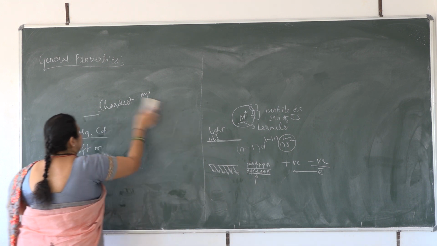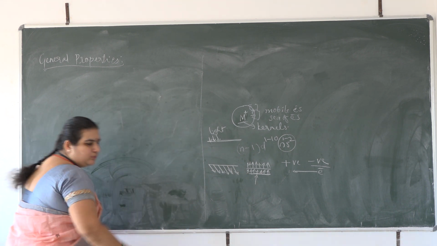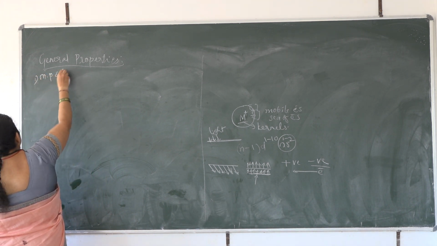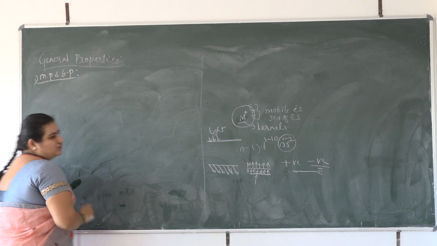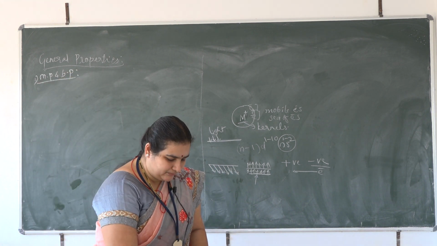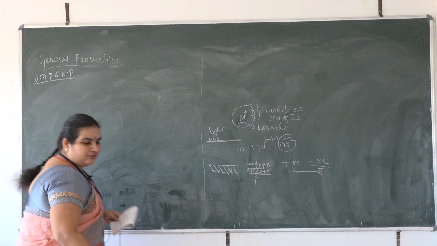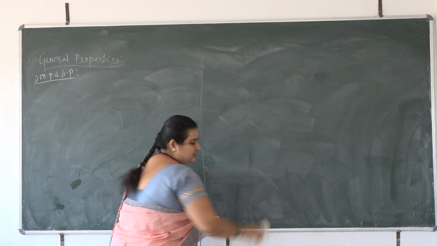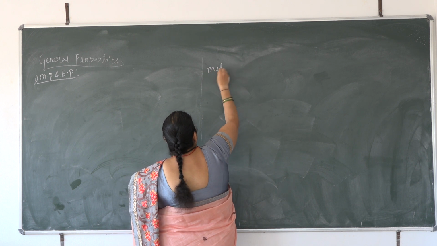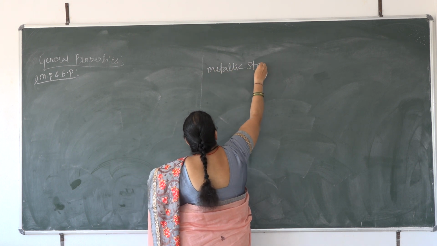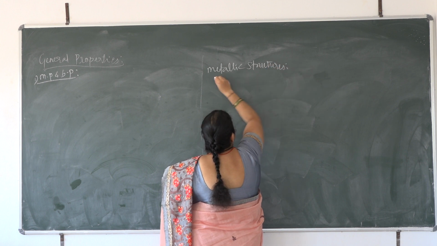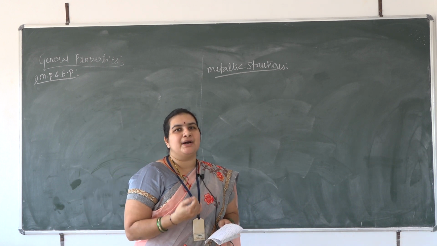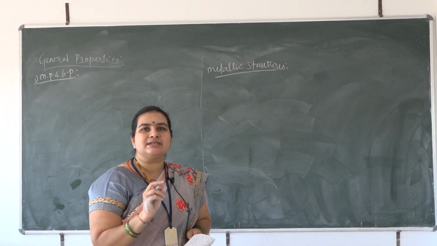Now next property, melting point and boiling point. Okay, next property, here your main properties start: melting point and boiling point. So I will draw a graph for the melting point and boiling point. But before going to that, another property is metallic structures. Here I already told you that these D block elements are more metallic compared to S block elements, the representative elements.